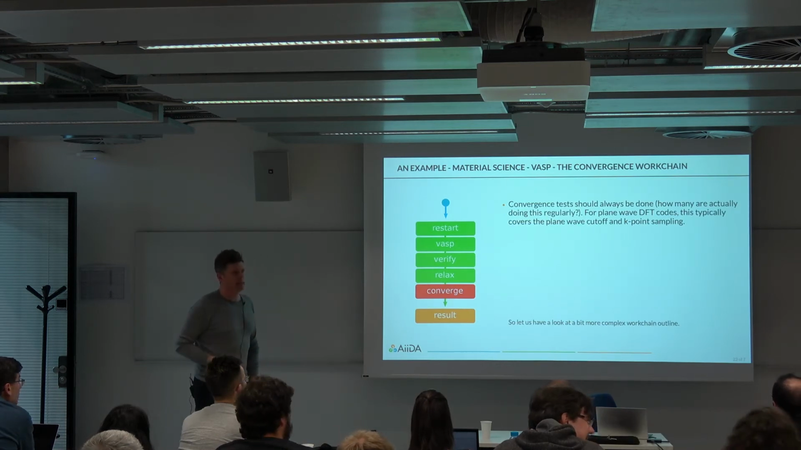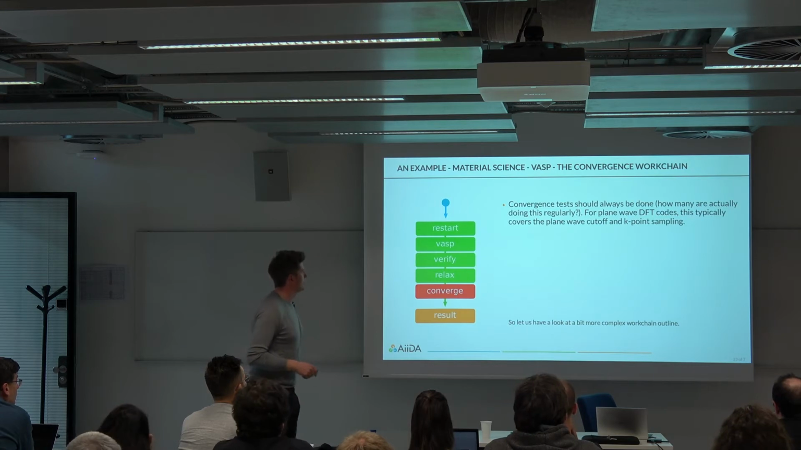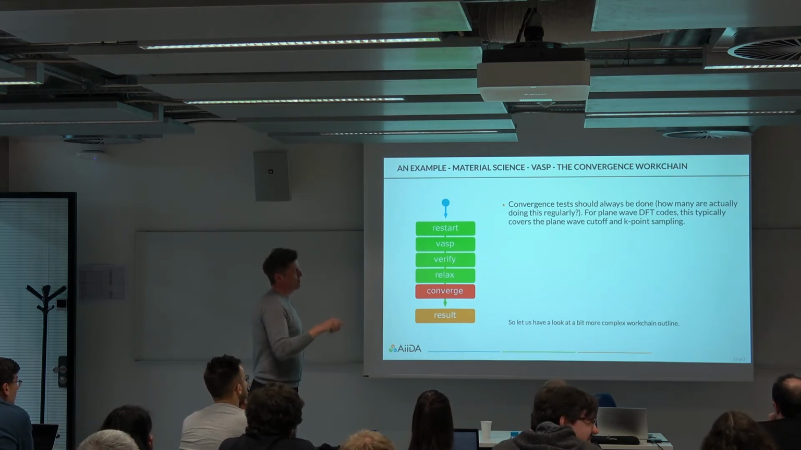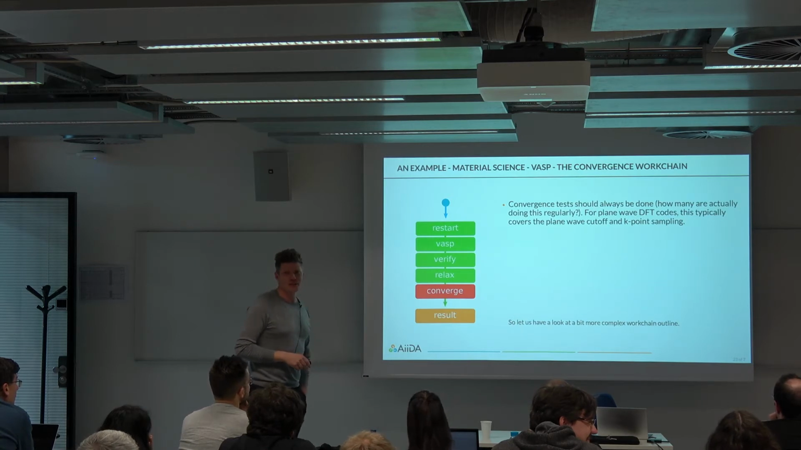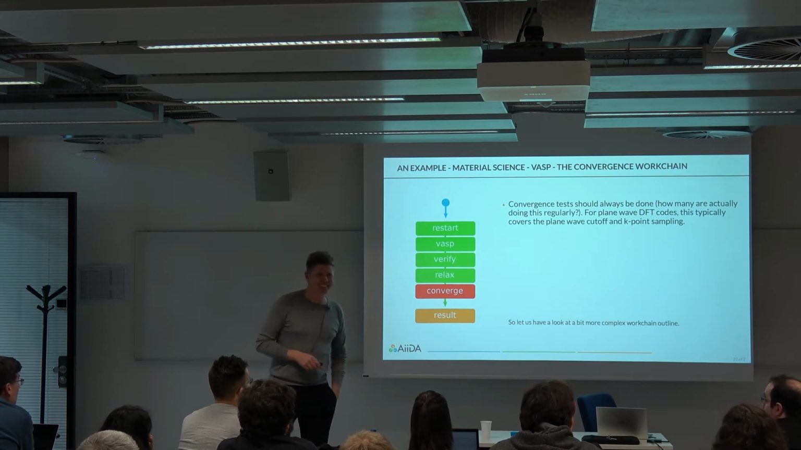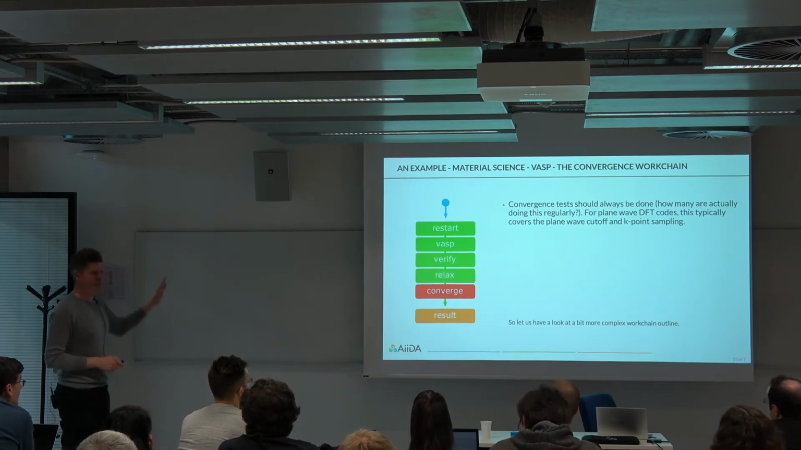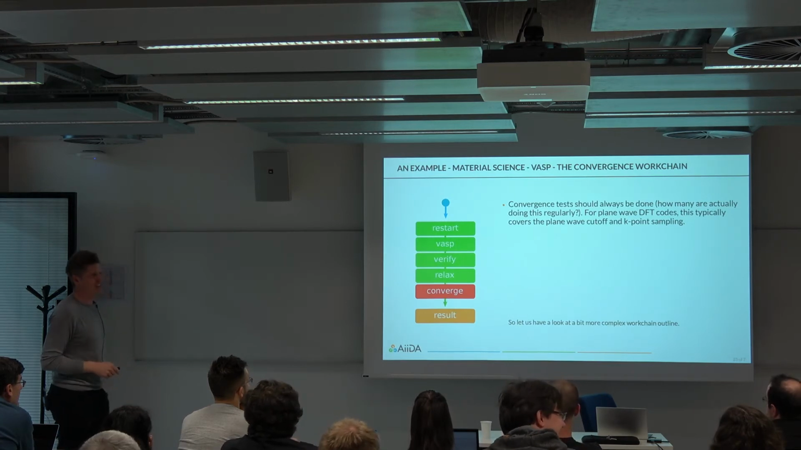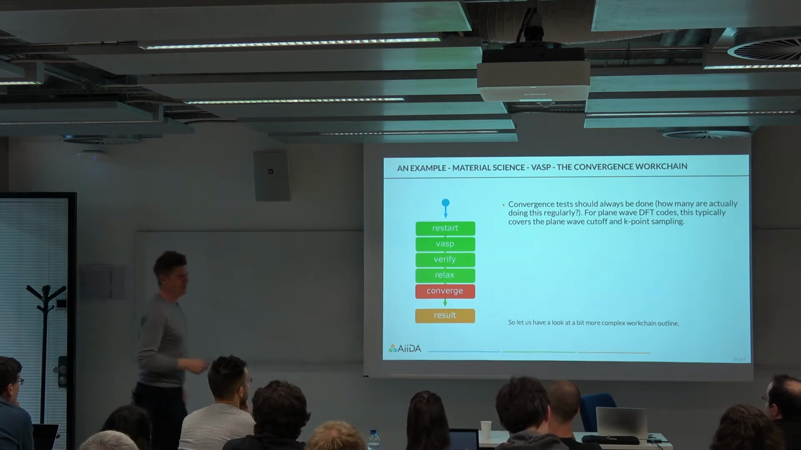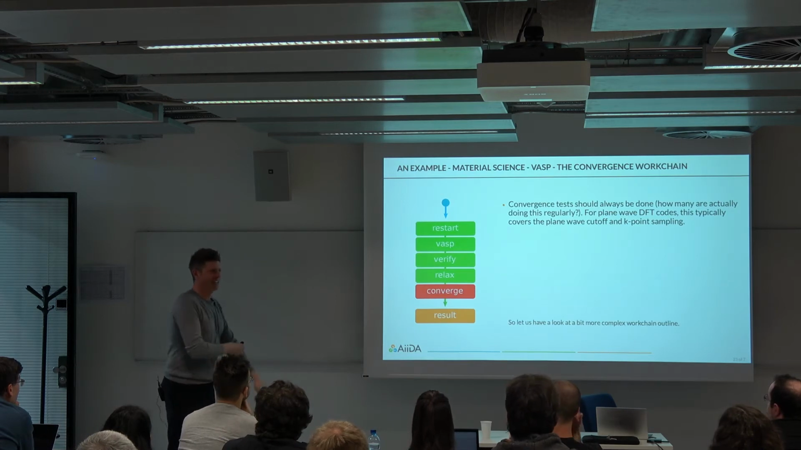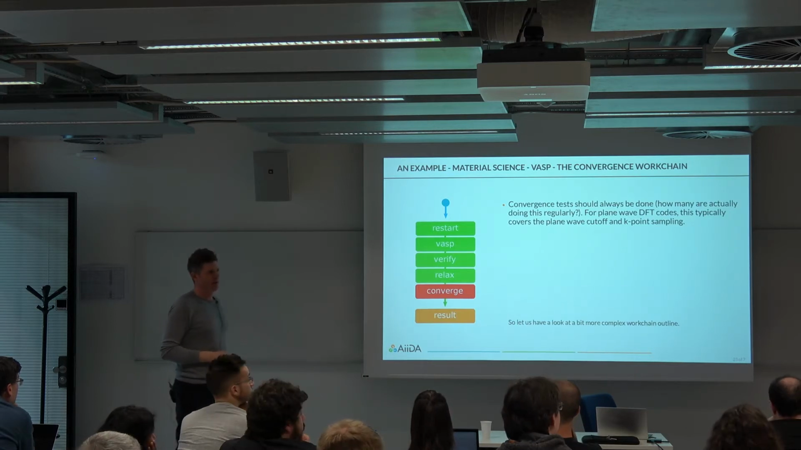So now we're just going to take an example from this convergence workchain that we have. I want to ask how many of you are actually doing this convergence test for all your calculations? I don't do it for all my calculations. I did it the first year, but then I stopped. And how do you escape the problem? Well, you just jack up the parameters. But then you waste a lot of resources. This makes no sense.